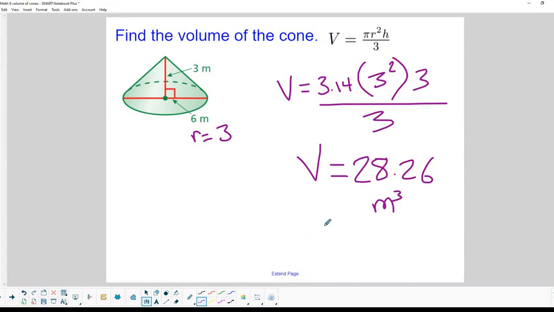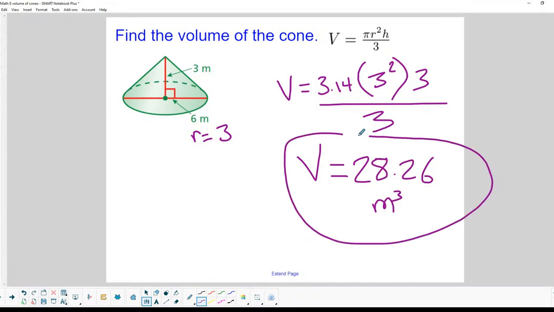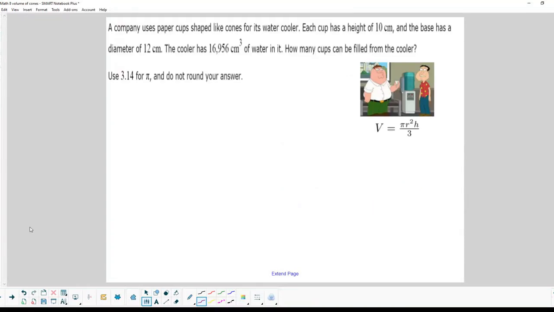All right, if you think about how big a meter is, if that cone was real, it would have a lot of fluid in it, wouldn't it? Or whatever it is. Okay, now we're going to get into a couple of story problems. A company uses paper cups shaped like cones for its water cooler. Each cup has a height of 10 and a base that has a diameter of 12. To look at our picture of this, here's our cup. Some of you drinking out of these cups know it's kind of hard to keep from squishing the water out of them if you're not careful.